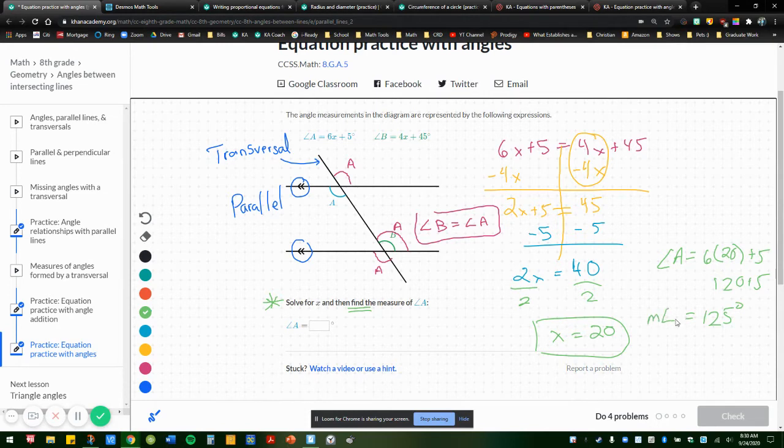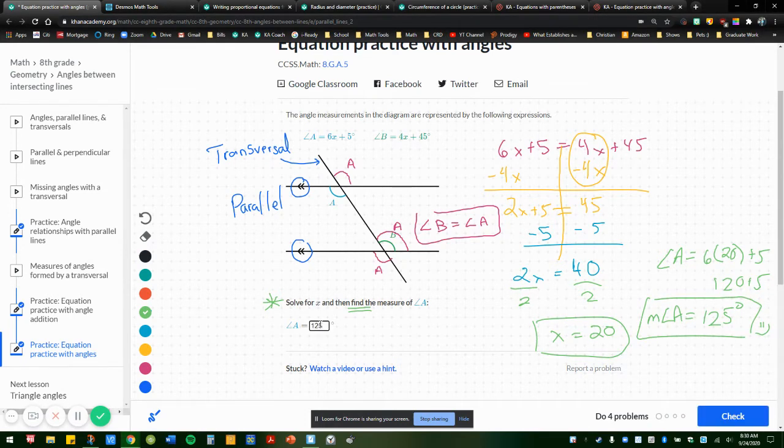So the measurement of angle A is equal to this. All right. Oh, now I forgot, I got a smiley face now. Smiley face. Okay. So 125. Now hold your breath, make sure it's right.